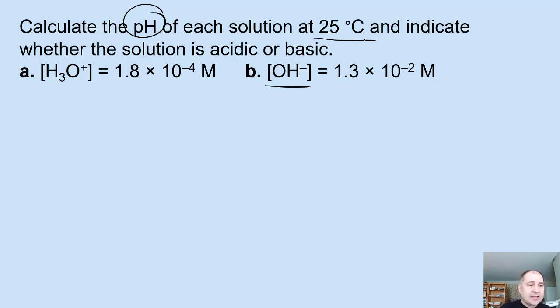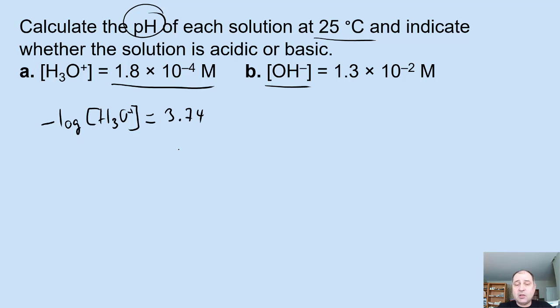But all it is, is the negative log of the hydronium ion concentration. And so if I'm giving this to you straight, you just plug it into your calculator, the negative log of 1.8 times 10 to the minus 4, and that actually gives you a negative number, and since it's a negative log, you then get the result, and it is 3.74. So this one is easy.